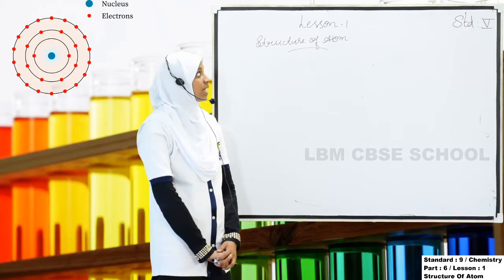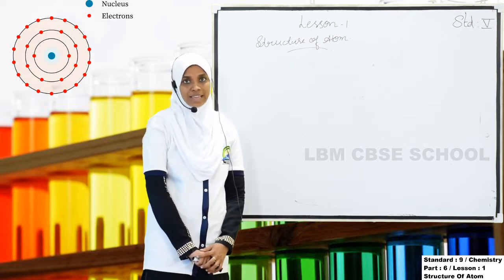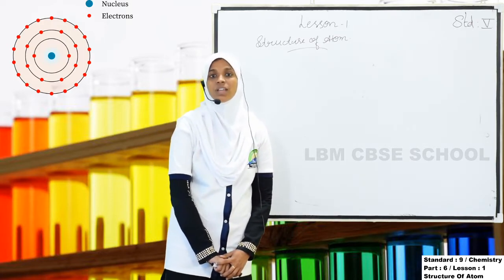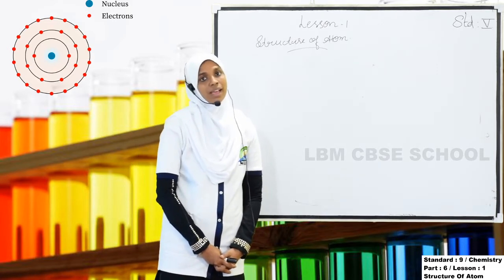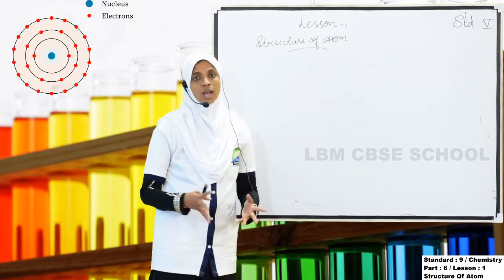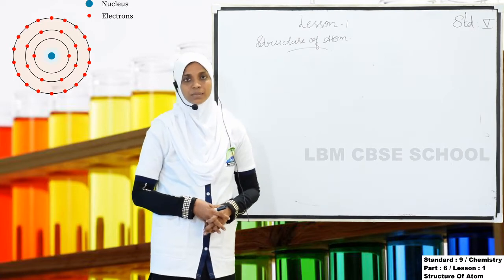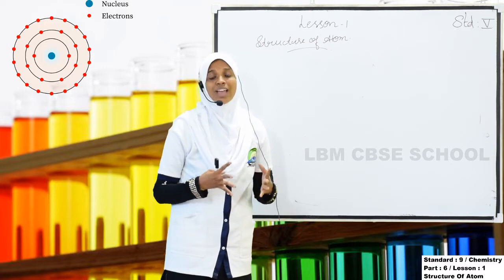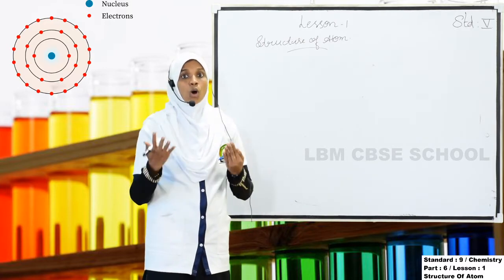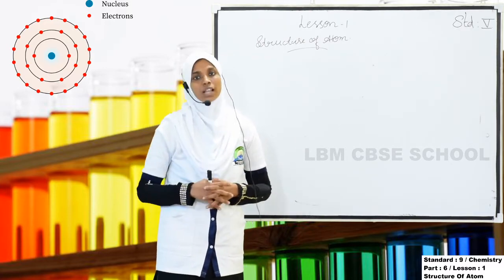So this is the 6th class of chemistry of 9th standard, and in the last class we discussed how to write the electronic configuration of an atom, and we learned it in detail. In this class we are going to draw the Bohr model of an atom according to its electronic configuration.